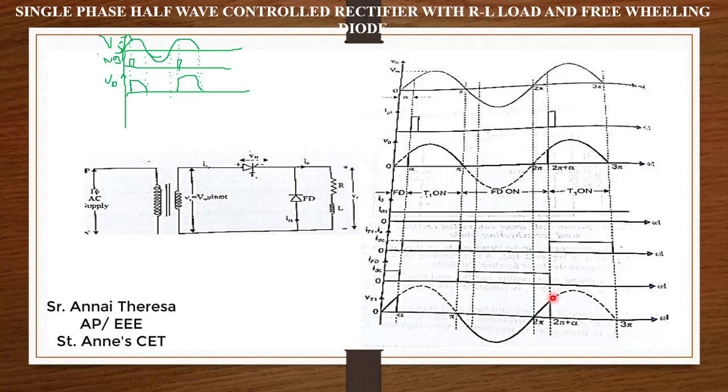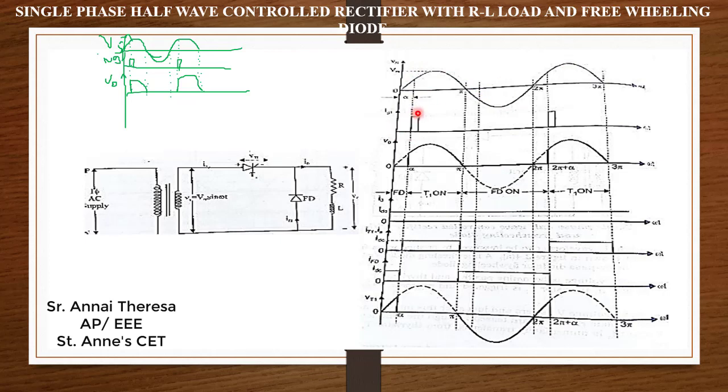Then we can see the RL load with freewheeling diode. The same operation, but the only difference is, see here, this input voltage is given, that is AC. Here I have drawn this transformer also. So this AC is given to this thyristor. During the positive half cycle, it will be forward biased, but it will start its conduction when we give the gate pulse. So the same operation. This is the input voltage waveform.